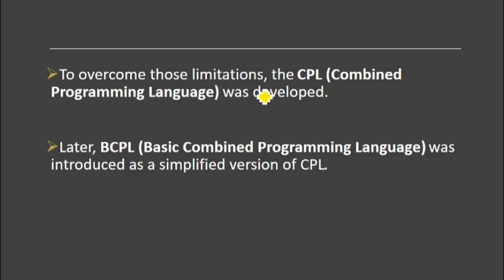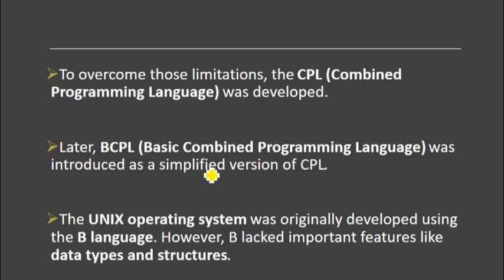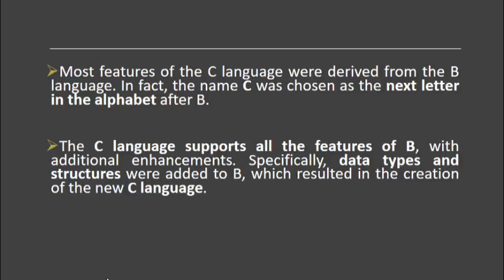After that, an advanced version of CPL, BCPL, basic combined programming language, was introduced as a simplified version of CPL. After that, the B language was introduced. The complete Unix operating system was written in the B language. However, B has some disadvantages. The B language doesn't support data types and structures.